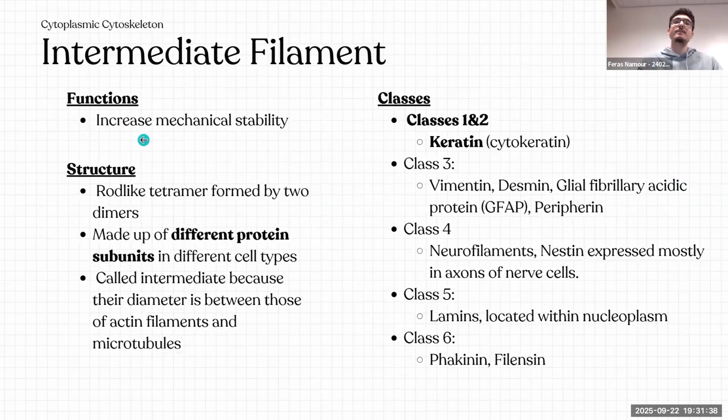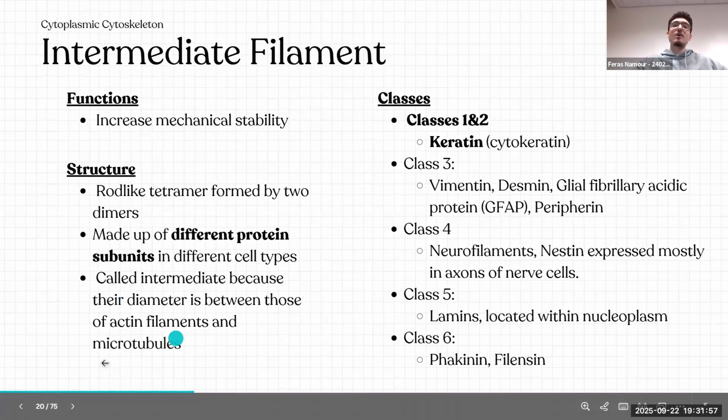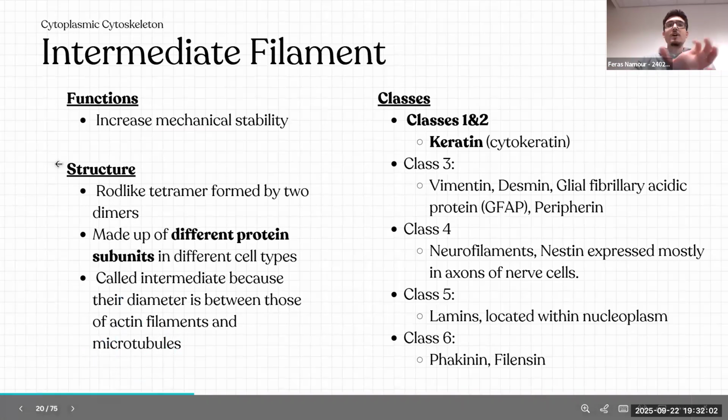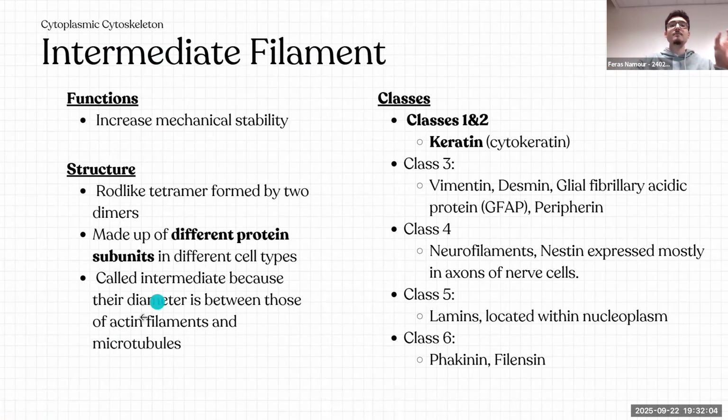Okay? Lastly, intermediate filament. Why do we call it intermediate filament? What's behind this naming? Essentially, intermediate filament is in between microtubules and microfilaments. If we talk about diameter, microtubules are large tubes, somewhere in the middle comes my intermediate filament, and then my smallest is my actin filament, my microfilament.